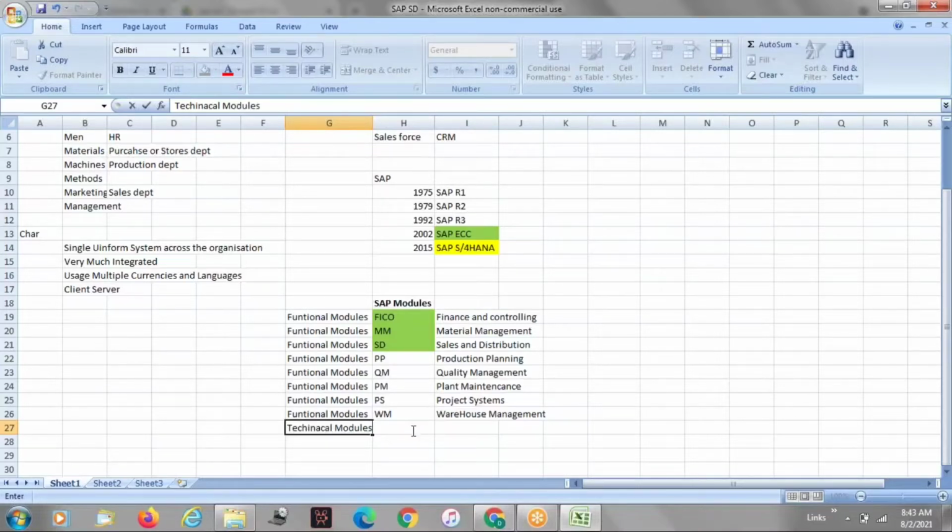So basically we have something called ABAP. Then we have something called basis. Okay, ABAP and basis, these are two different technical modules that we have. So basis and ABAP, both are kind of technical modules only. ABAP mainly deals with programming and basis mainly deals with system administration process.